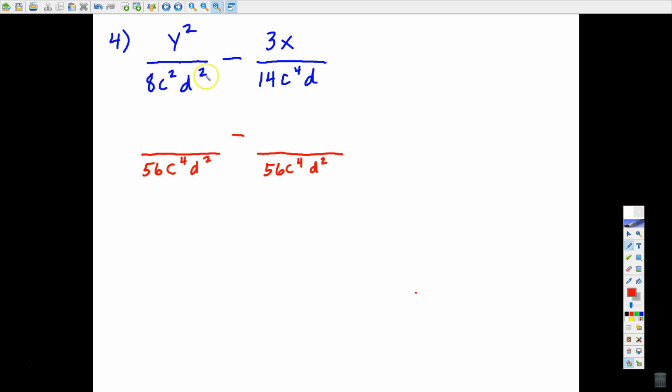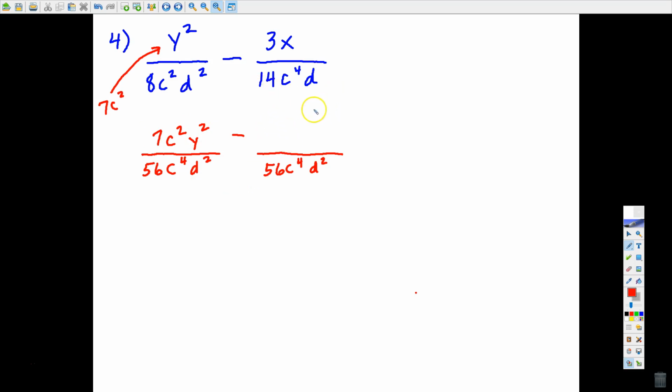We're going to divide. We'll start with 8c squared d squared, and I'm going to divide into my red LCD. And the result will be 7c squared, and the d squares will cancel. So 7c squared is the result from dividing blue into red, and now I'm going to multiply that result times this numerator, and I get 7c squared y squared.